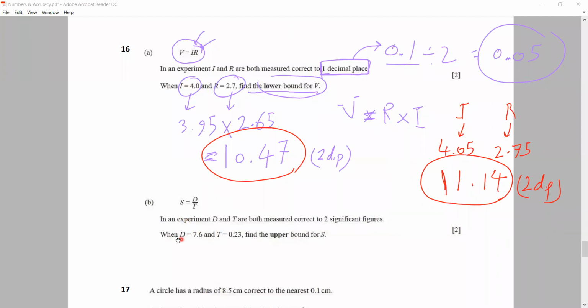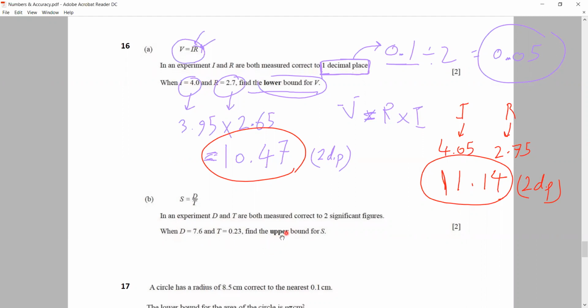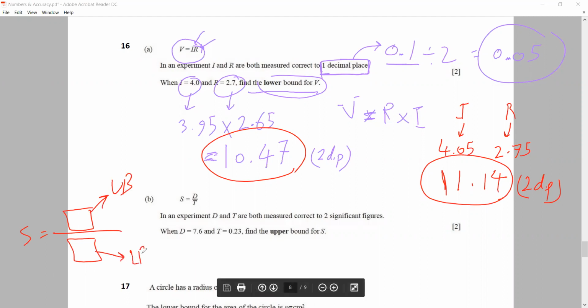So another equation, which I believe is the equation of speed, distance over time, right? Then what I need to do, they ask for upper bound for S, but this is division. So if you want to find out the upper bound of this fraction, in this case S, you have to find the upper bound of the numerator and divide it by the lower bound of the denominator. So that's the technique.